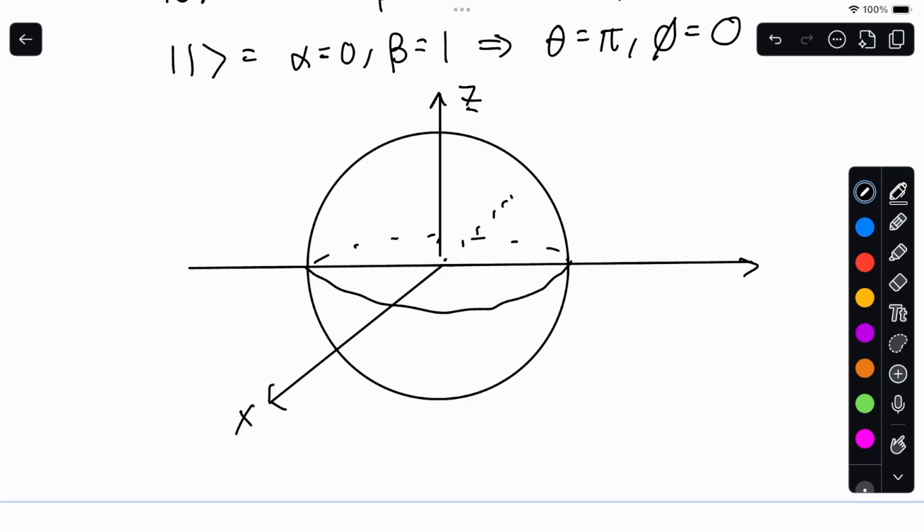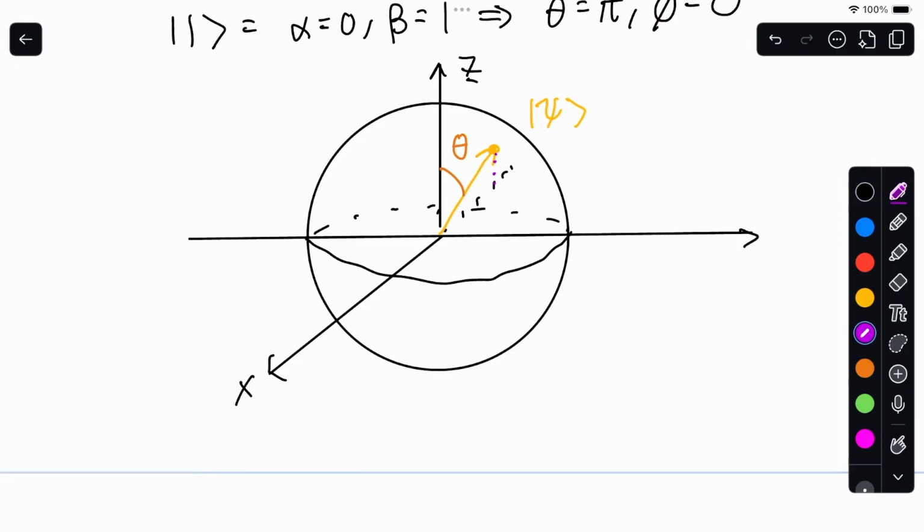So now we have our arbitrary quantum state, which points to some point on the surface of the sphere. This is our state psi. Then the angle theta would be the polar angle down from the z-axis. And we can envision ourselves projecting psi down to the xy plane. And if we do that, we'll get a vector like this. And phi is the azimuthal angle from the x-axis. And this is how we can envision our arbitrary quantum state on the surface of a sphere.